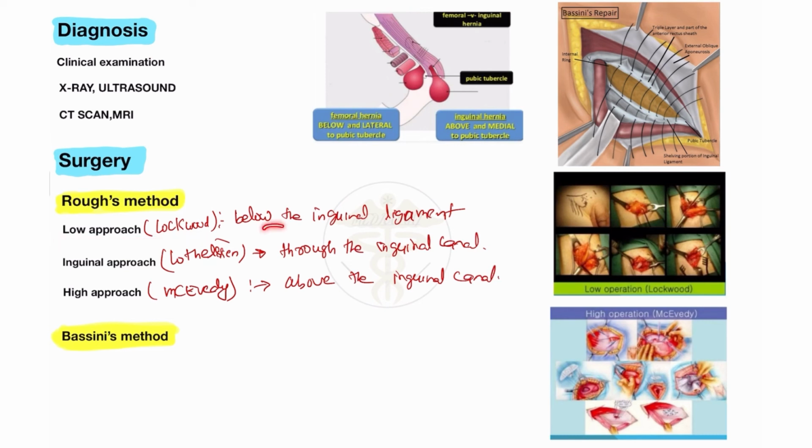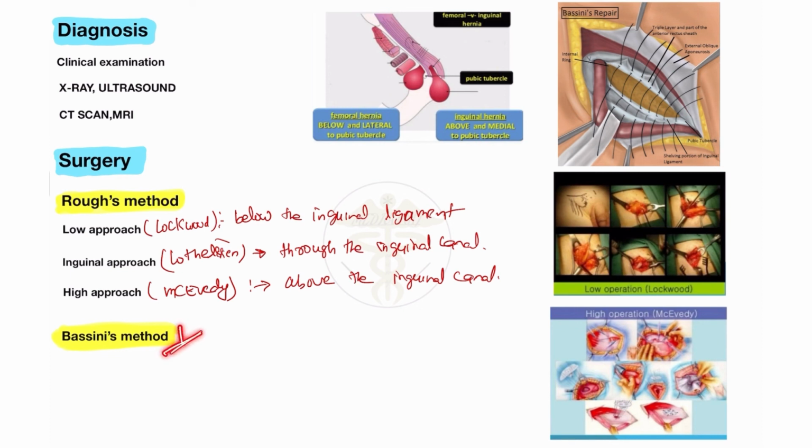In the low approach method, we cut below the inguinal ligament; in the inguinal approach, also called the Lotheissen approach, through the inguinal canal; and in the high approach, above the inguinal canal. So this is the difference of the incision in the Ropes method. Here you will see the low operation, also called the Lockwood method, and the high operation, also called the McEvedy method, in this diagram.